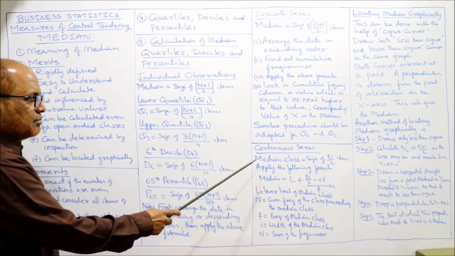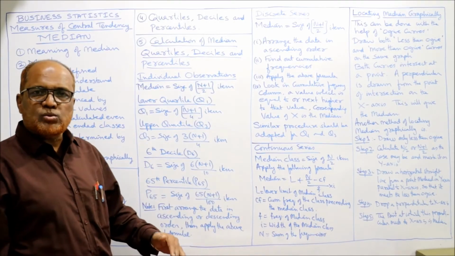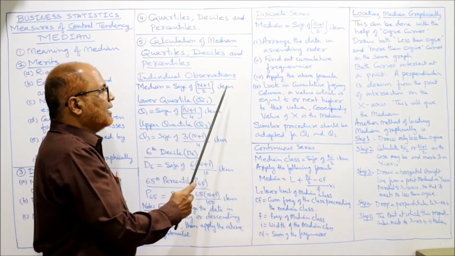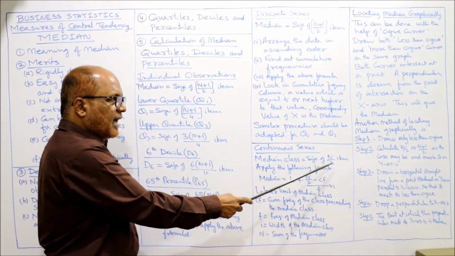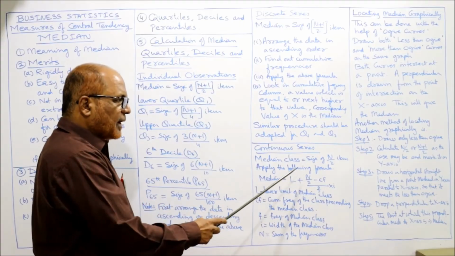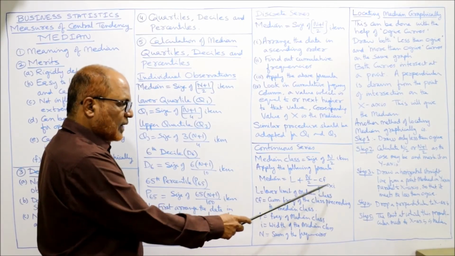In continuous series, median class is equal to size of n/2. It is not n+1, here it is n/2. In individual series and discrete series it is (n+1)/2, and in continuous series it is n/2. You should not take (n+1)/2, take n/2. Apply the following formula: Median is equal to L plus (n/2 minus CF) by F into I.